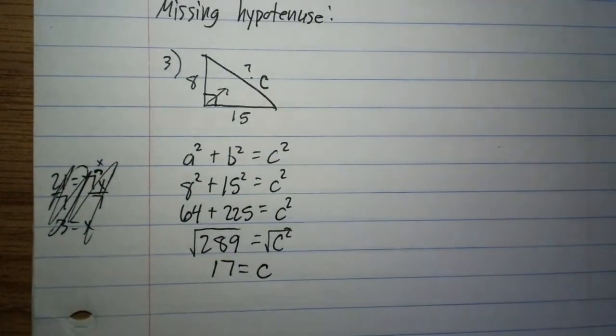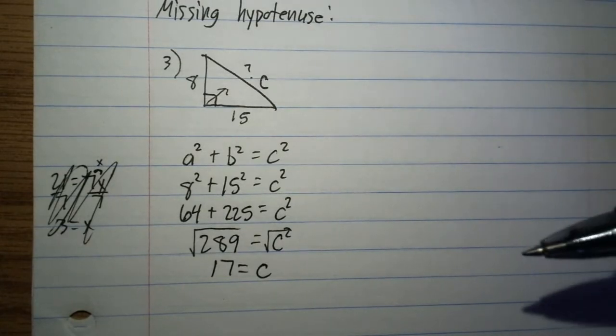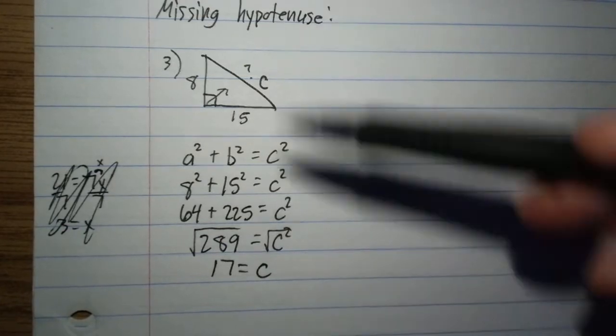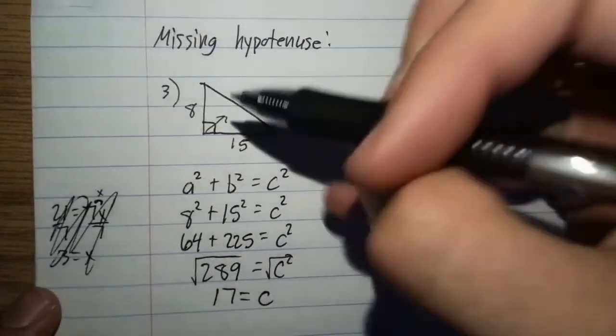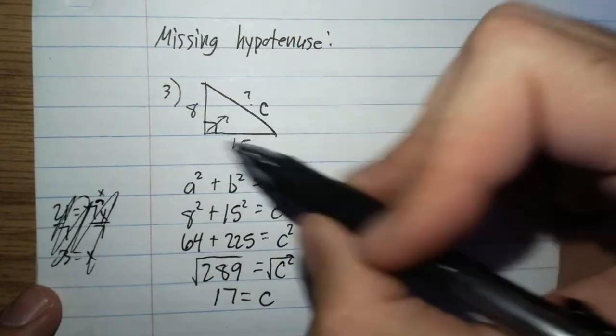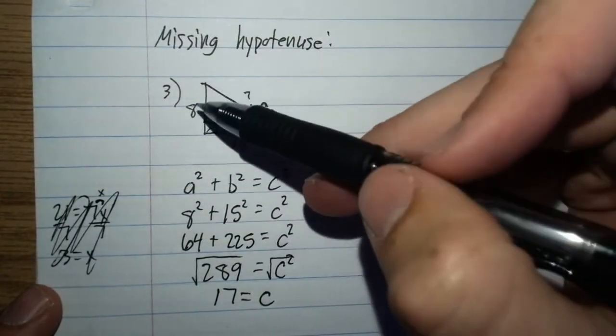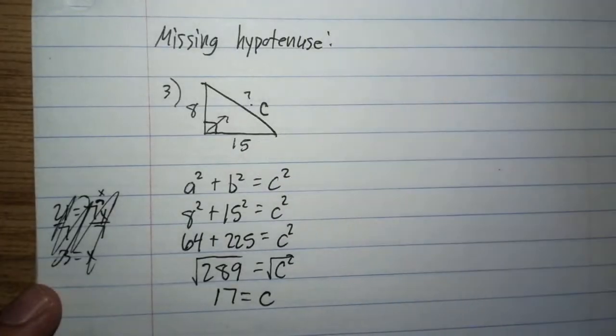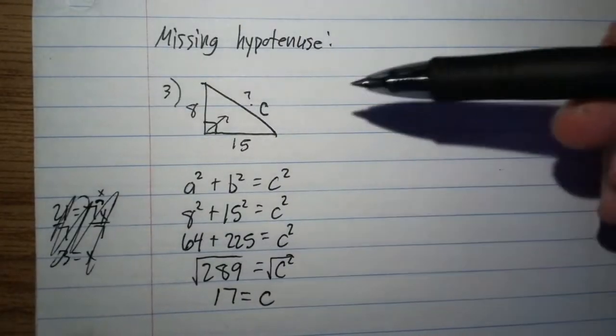The most important thing for you to do before you move on from these questions is to make sure that 1, your answer fits with what you know about a hypotenuse, and 2, your answer makes sense for your triangle. So if we go back and look, I know the hypotenuse has to be the longest side. So if I've got an 8, a 15, and a 17, well, this would be my longest side, so that checks out. And it's also not something that is crazy.